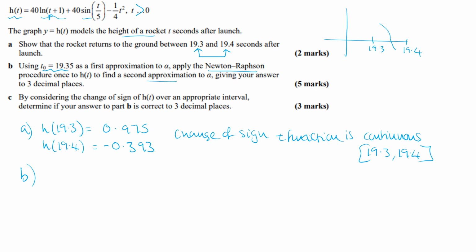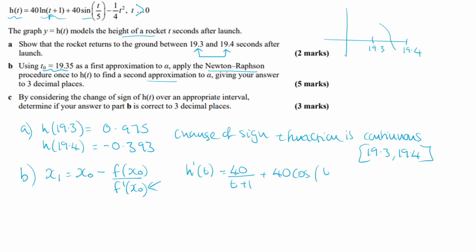approximation to the root. So you get the Newton Raphson formula in the formula book. It tells you that x1 is the previous one minus f of x0 over f dash of x0. So we've got x is t and f is h, but we're still going to have to find the differential. So h dash of t is going to be the 40, which is just going to join in. The ln will differentiate to 1 over, so it's t plus 1. Plus the 40 will join in again, and we'll get the differential of sine, which is cos.